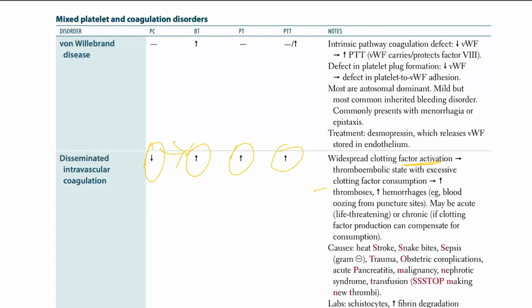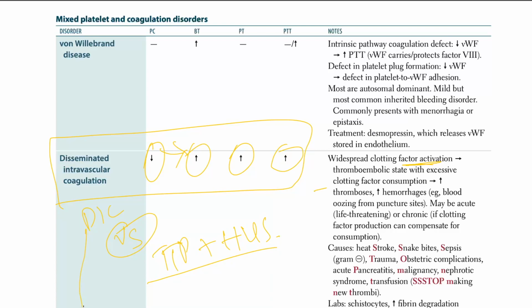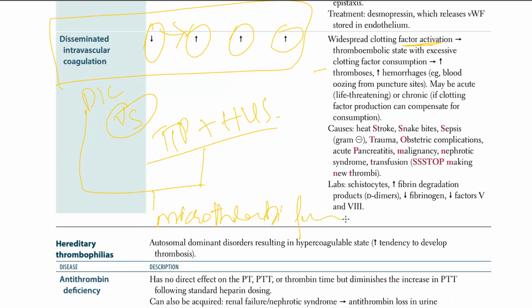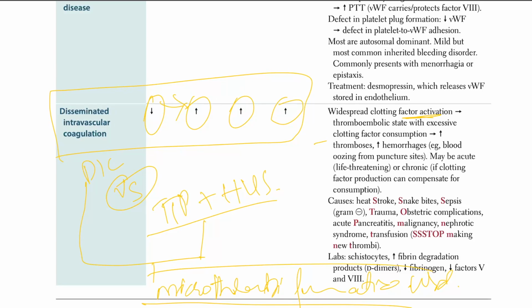Okay. So this is what they were talking about when they said differentiate DIC versus your TTP and HUS. Both of these had microthrombi formation. Both of the diseases had widespread microthrombi formation. But the differentiating feature is in TTP and HUS, it's a different sort of story.